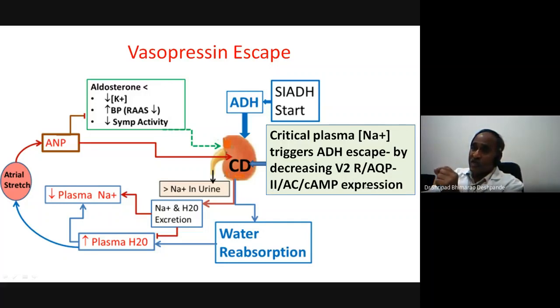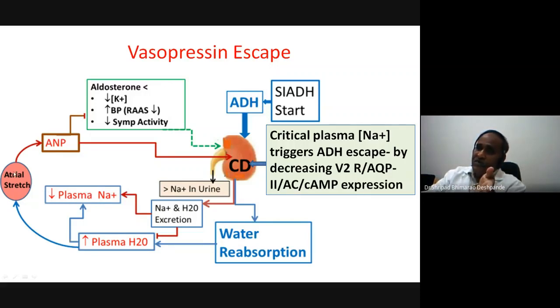Thus, that would lead to a point where ADH is not able to absorb water from the distal or collecting duct. If the water is not reabsorbed, let me just reverse the story again. If the water is not absorbed, the plasma water level is not altered, so there is no dilutional effect.